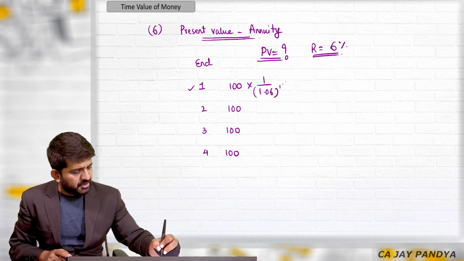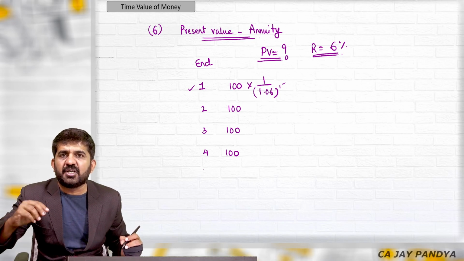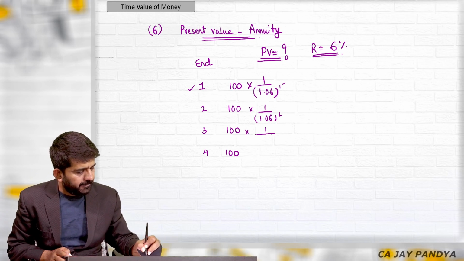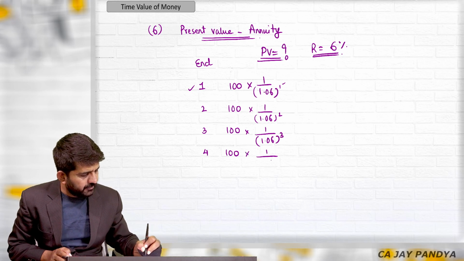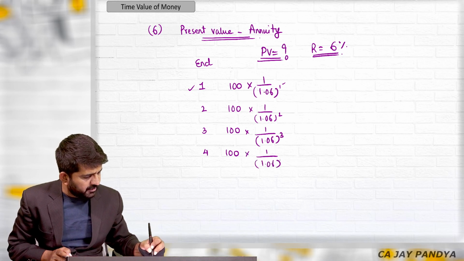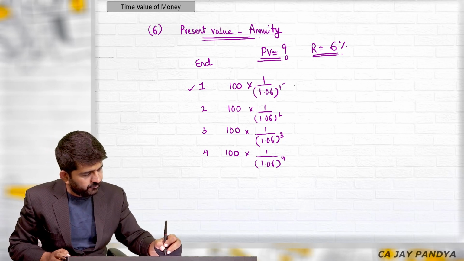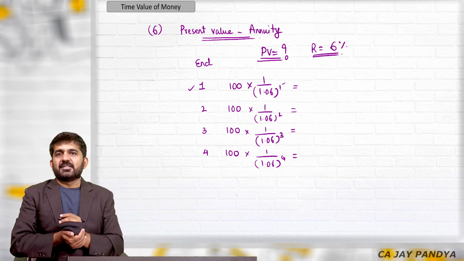If this is 1, this will be 1. Because the interest already added is of 1 year, I want to remove the interest of 1 year. I want to remove the interest of 2 years. I want to remove the interest of 3 years. I want to remove the interest of 4 years. This should be my answer.